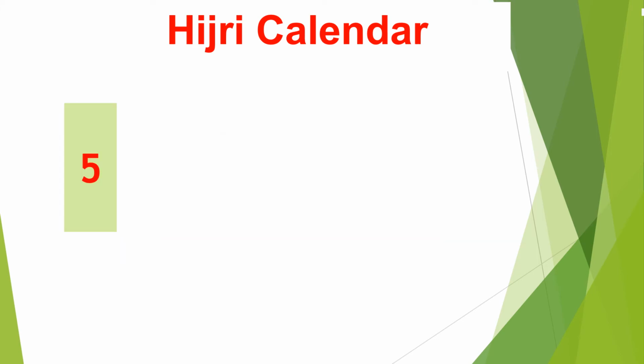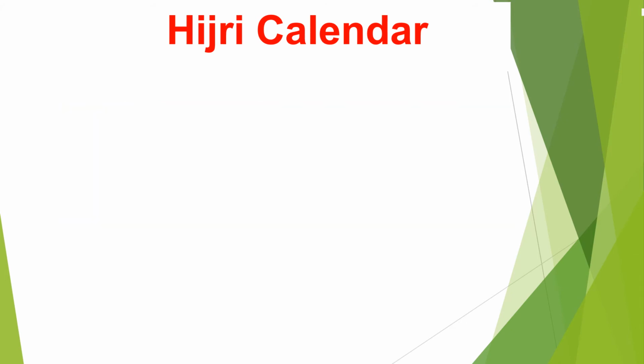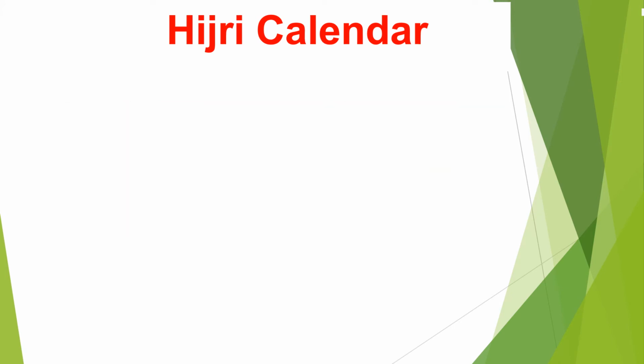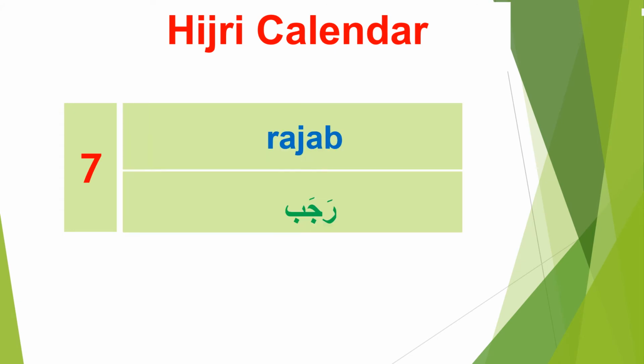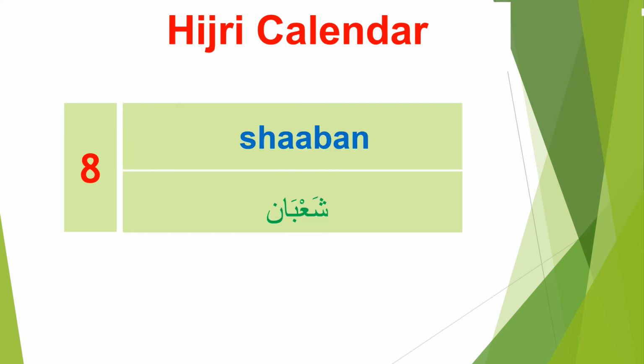The fifth month is called Jumad al-Ula. The sixth month is called Jumad al-Thaniya. The seventh month is called Rajab. The eighth month is called Sha'ban.